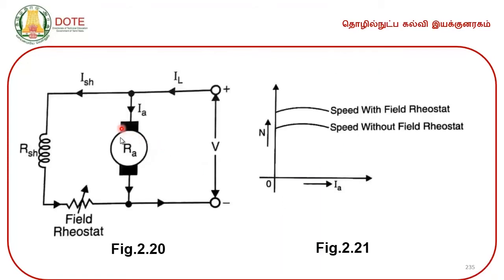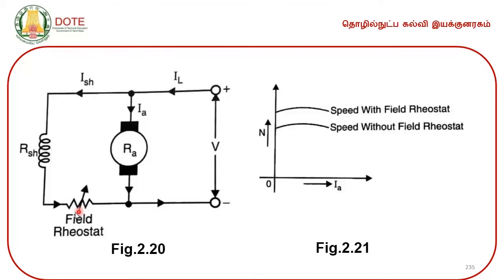Here is a schematic diagram of the shunt motor. Here we are going to include a field resistor for speed control. You can see here the characteristic curve between the speed of the motor and the armature current. This is the speed with field rheostat, and this curve represents the speed without field rheostat. Suppose the field rheostat is not added in the field, the speed obtained is much lesser than the actual one.